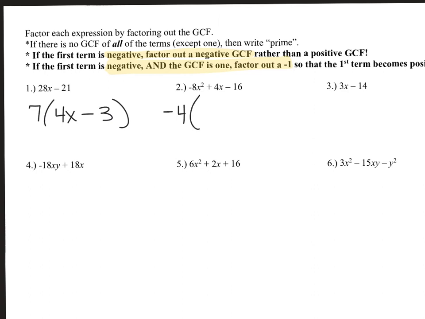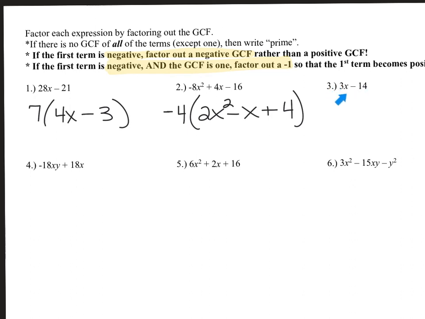So now what you do is you divide every single one of those terms by negative 4. So you divide those all by negative 4, you're going to be left with positive 2x squared minus x plus 4. So whenever you pull out a negative, what you're doing, oops, I forgot my x squared. What you're doing when you pull out a negative is you're making sure the first term inside your parentheses is positive. All right?